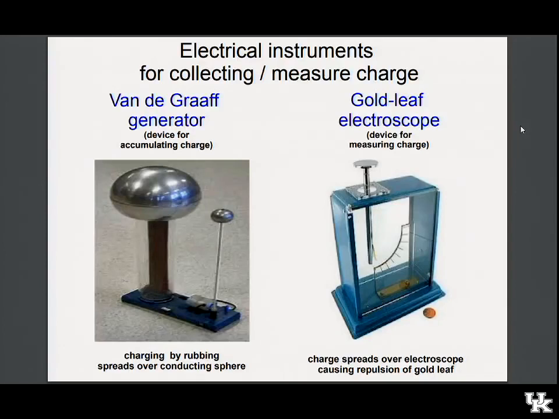And so there was a push for devices that could collect charge or generate charge, accumulate charge, and devices that could measure charge, quantify charge. So I want to introduce a couple of these devices. I want to introduce them because we're going to use them, is part of the reason. So one's called a Van de Graaff generator, for accumulating or collecting charge. And one's called an electroscope, a gold leaf electroscope, for measuring or quantifying charge.